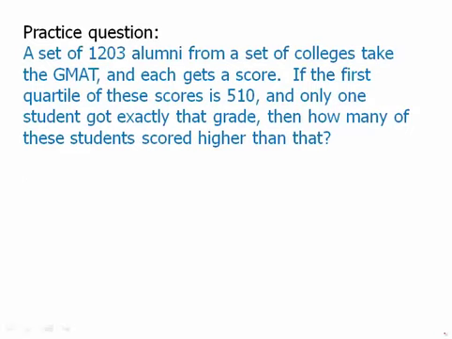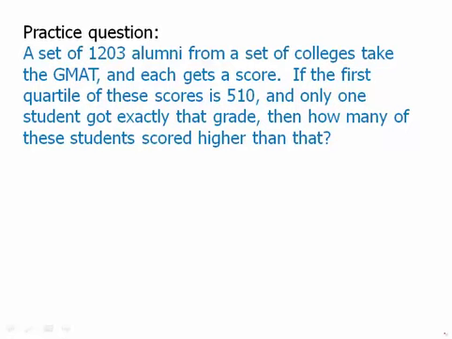Here's a practice question. Pause the video and then we'll talk about this. A set of 1,203 alumni from a set of colleges take the GMAT and each gets a score. And as you may know, the score on the GMAT goes from 200 to 800. If the first quartile of these scores is 510, incidentally a not very impressive GMAT score there, and only one student got exactly that grade, then how many of the students scored higher than that?